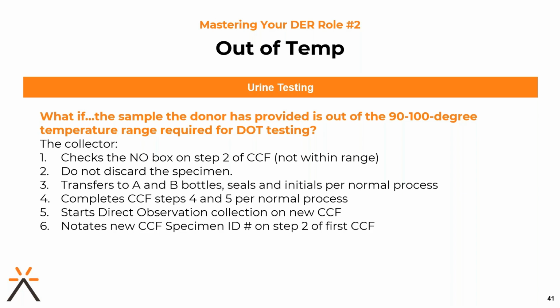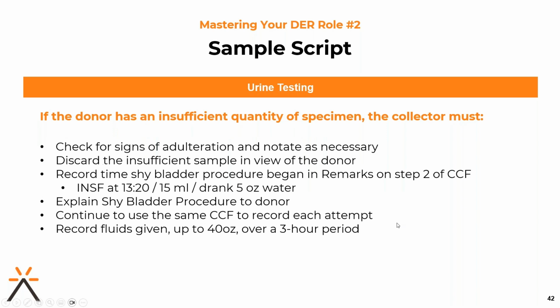The collector then is going to go through that normal process, files A and B. It's going to do step 4 and 5 on the chain of custody, and then let the donor know, hey, we're going to do a collection under direct observation. In the remarks, you're going to write 1 of 2, and reference the other chain of custody, and then same on the other. And you're going to do a second test under direct observation.